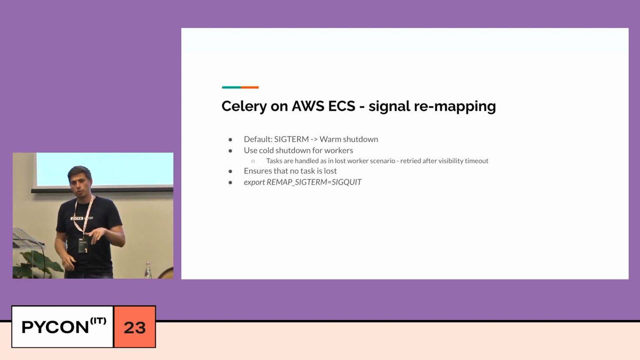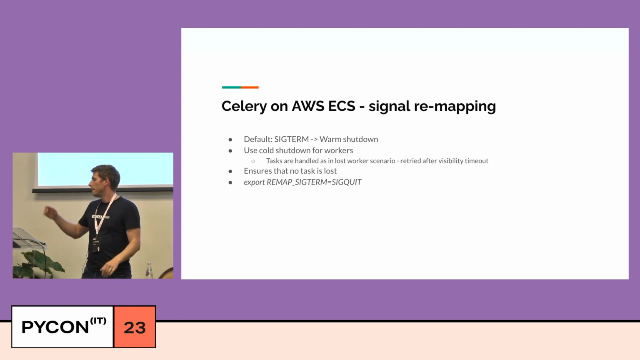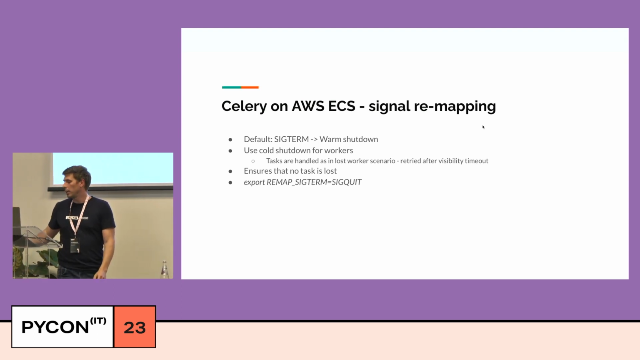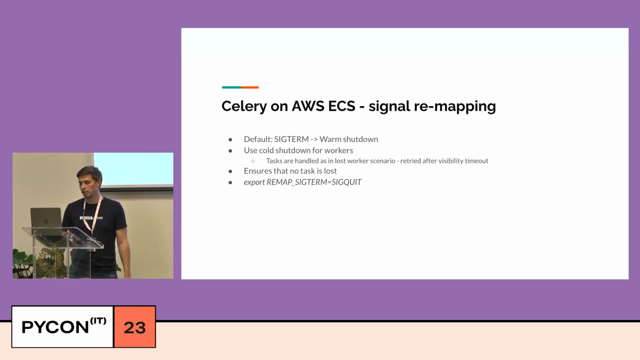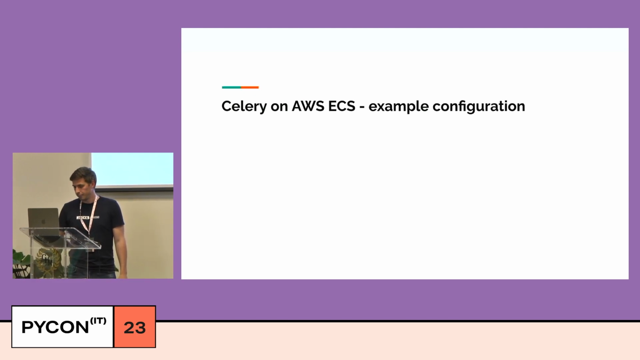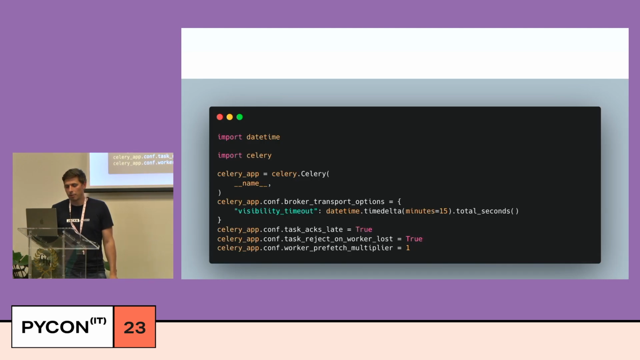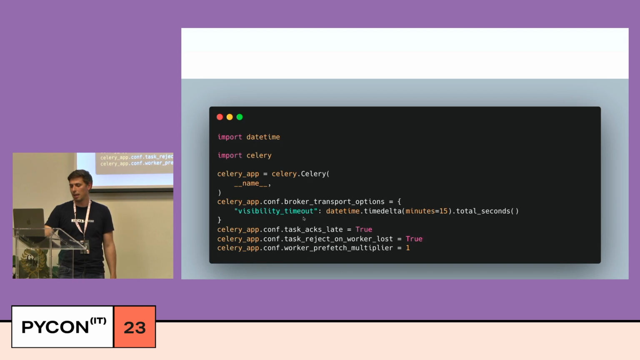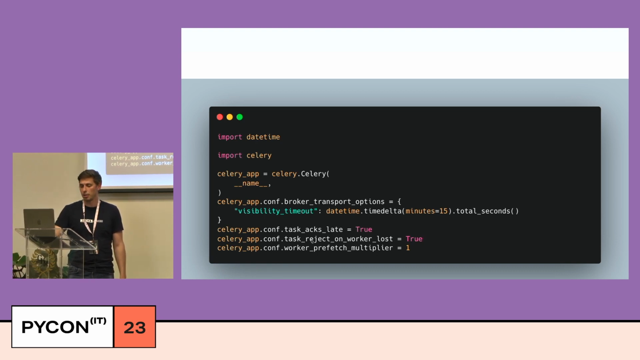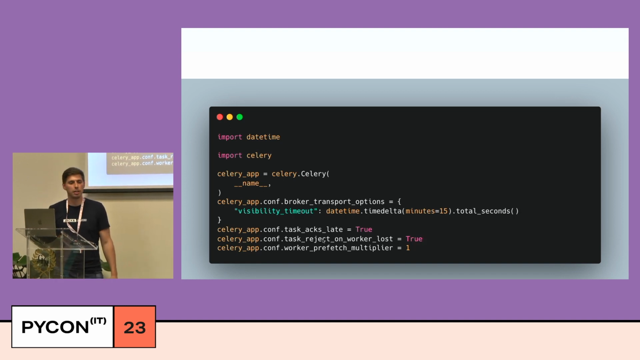So if we don't want to lose our task for good, we need to remap these signals, and we can do that by setting the remap SIGTERM environment variable to value SIGQUIT. Okay, so the example configuration then looks like this. So this is your Celery app, visibility timeout, late acknowledgement, reject on worker loss, and prefetch multiplier. And when you start your worker, you just need to set up the environment variable for signal remapping.